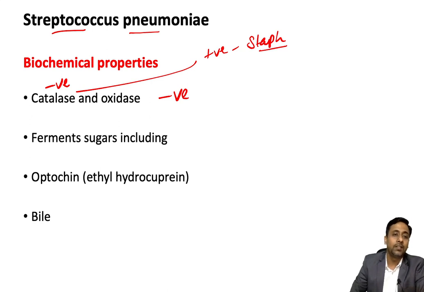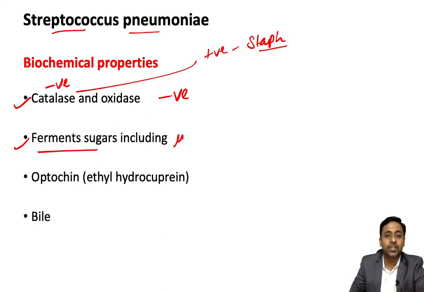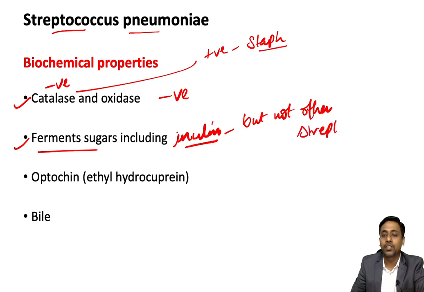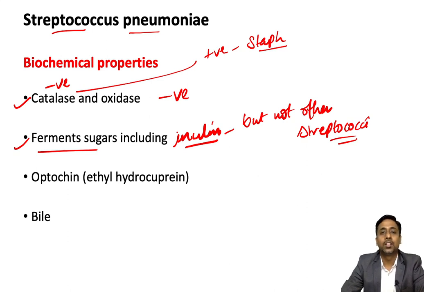Okay, second information here is it ferments sugars, almost all sugars, including inulin. Why am I saying inulin particularly? Because Streptococcus pneumoniae can ferment inulin, but not other streptococci. So this helps differentiate between Streptococcus and pneumococcus. So Streptococcus cannot ferment inulin. So this is a characteristic of pneumococcus. Also, the third point is optochin. What is it? Optochin sensitive.